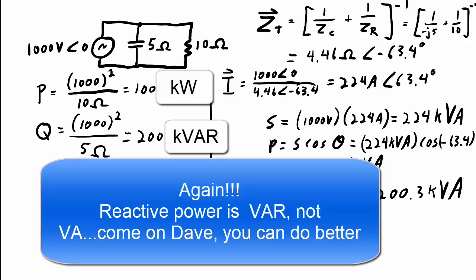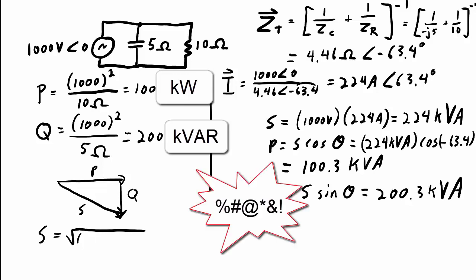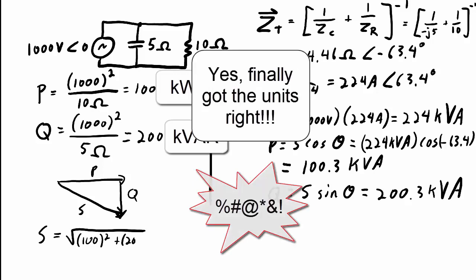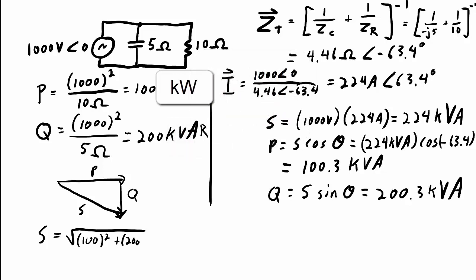And then from the power triangle, I have my P and I have my Q, which is negative because it's capacitive, and I can figure out S from that. So S is equal to the square root of P squared plus Q squared, or 100 kW squared plus 200 kVAR squared. Plug those numbers into a calculator and I get 223.6 kVA. These numbers are off by a little tiny bit because I used some rounding in my calculations over here, but you can see that my real power is basically the same, my reactive powers are basically the same, and then my apparent power also basically the same.